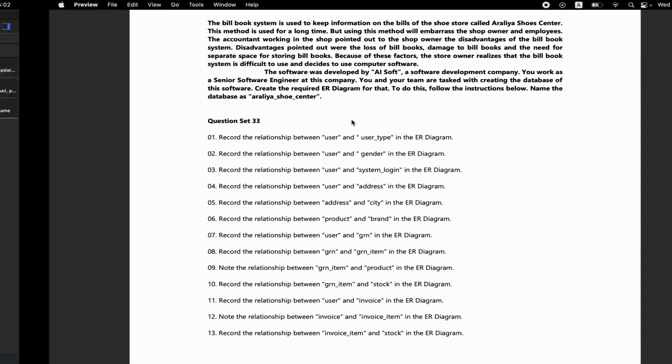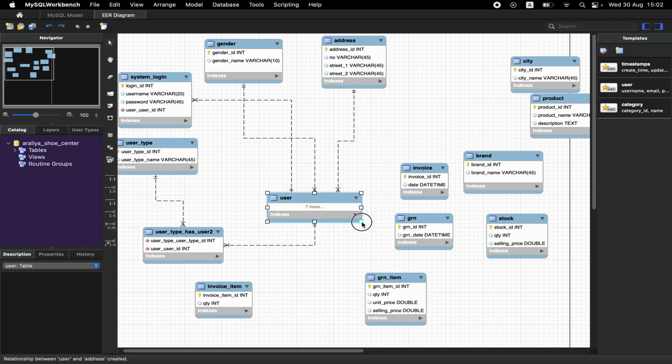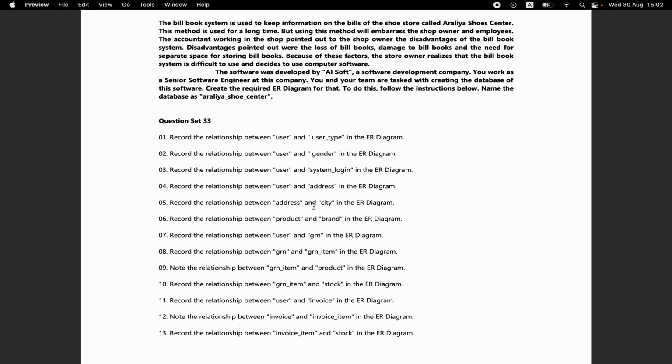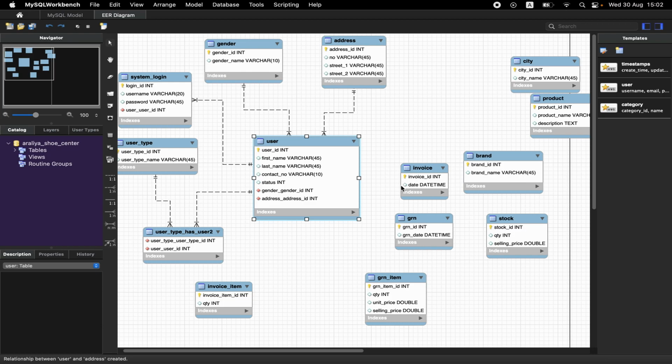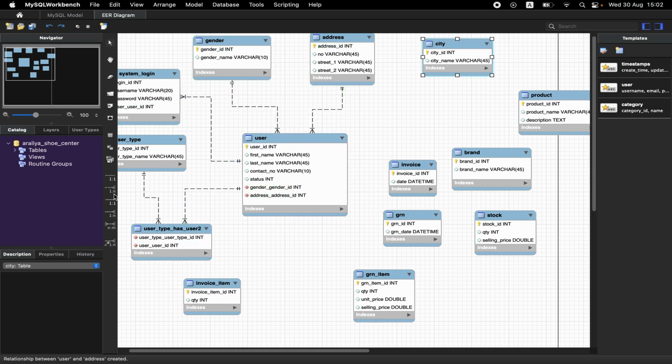The fourth question is record the relationship between the user and the address. The relationship between the user and the address is address can have one or many users, and a user can have only one address. The next question is record the relationship between address and the city. So the relationship between address and the city is a city can have one or many addresses, but one address can have only one city.